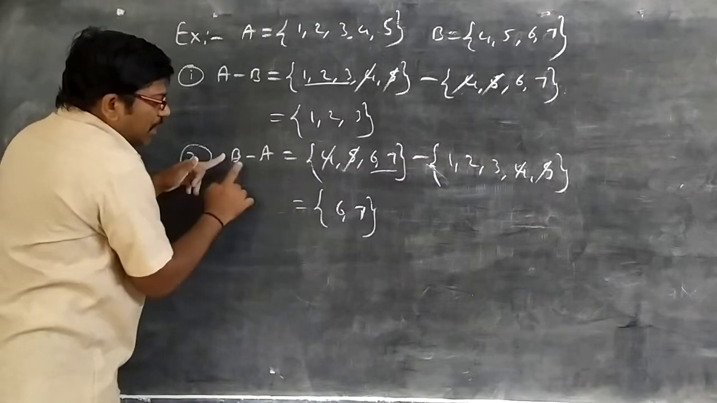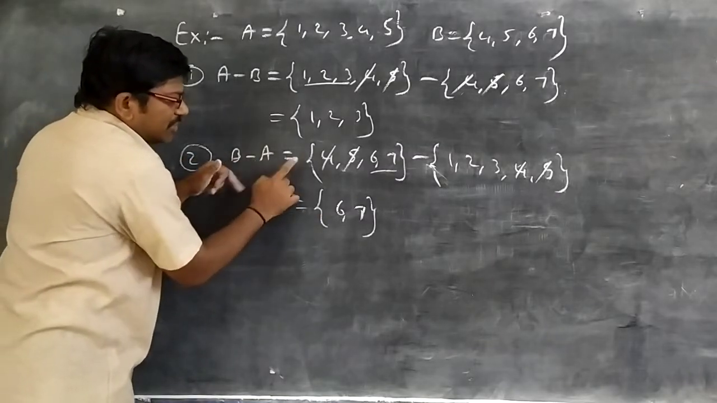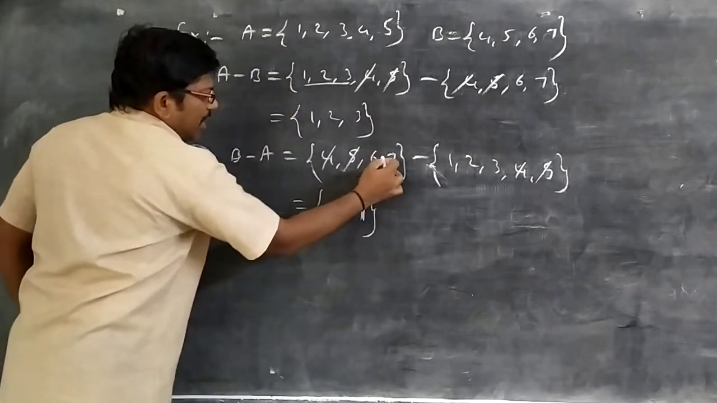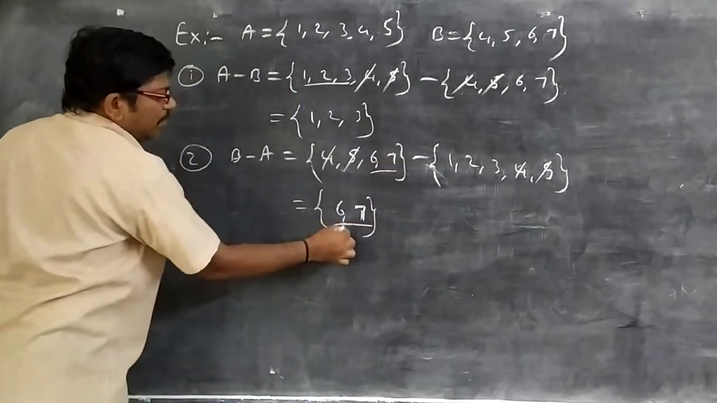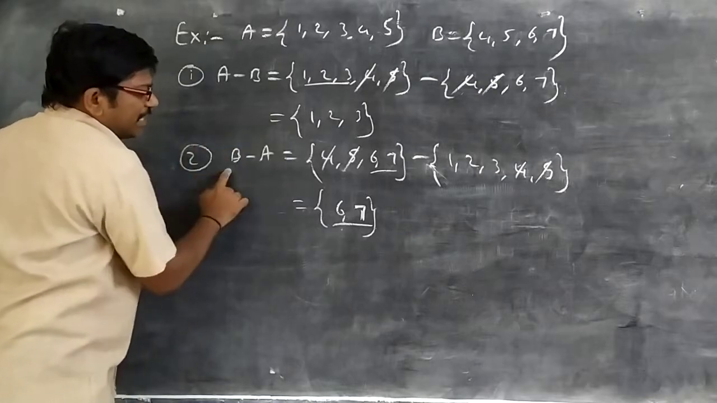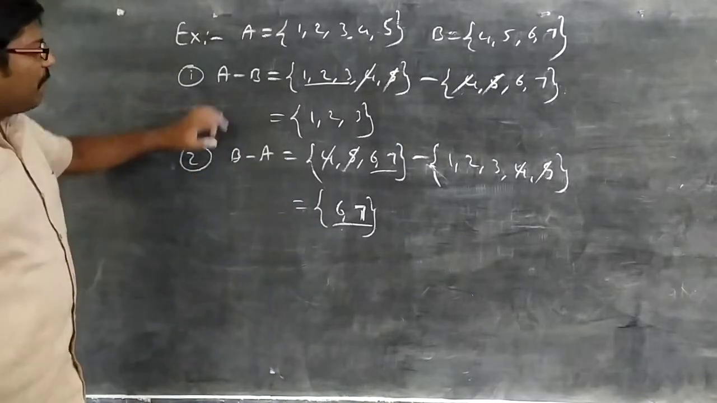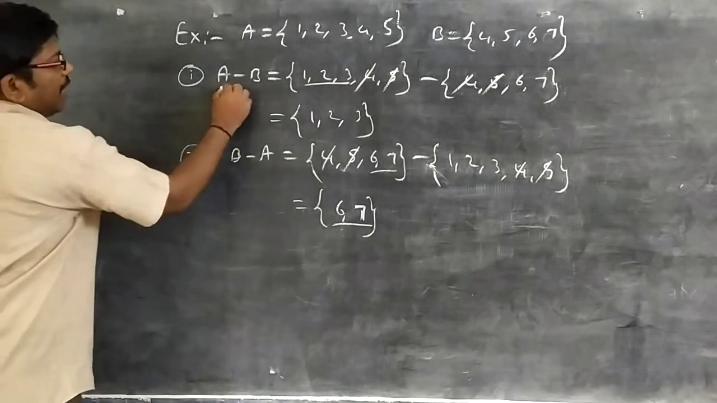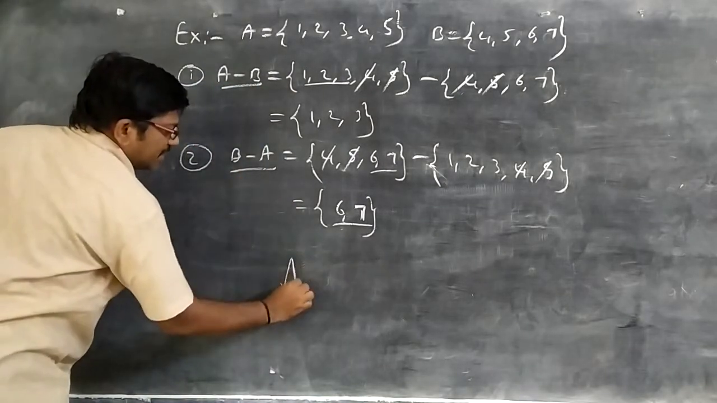B minus A means the elements which belong to B only but do not belong to A. Don't write the elements which are in A here. So only 6, 7. These elements belong to B only, so it is known as B minus A. So from these two problems, finally we conclude that A minus B does not equal B minus A.